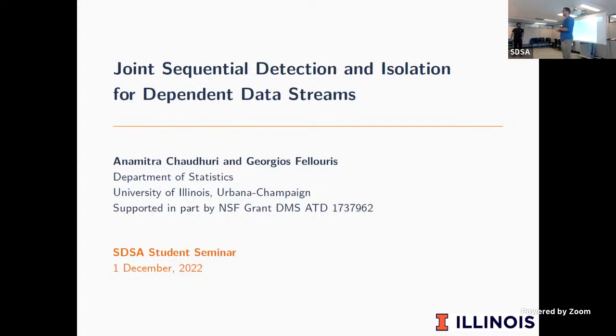The student seminar. Today we have our fifth year colleague Anamitra with us. He works with Georgios Fellouris. And today he'll be talking about his work on joint sequential detection and isolation for dependent data streams. So let's welcome Anamitra.